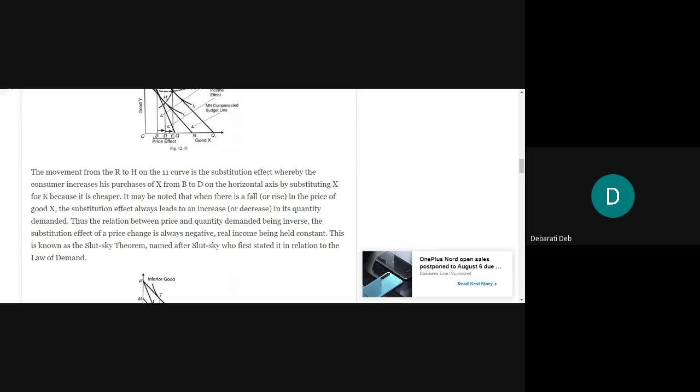All right. This particular concept of the substitution effect being negative, or creating an inversely proportional relationship, is called the Slutsky theorem.